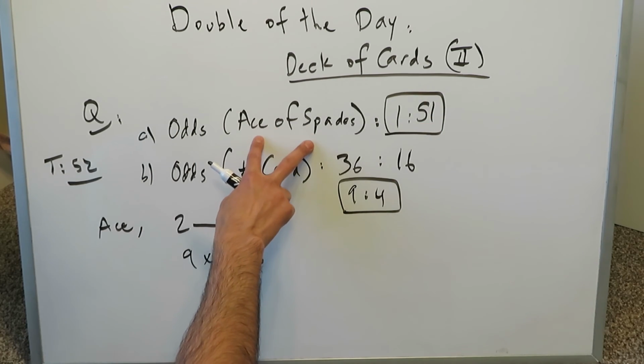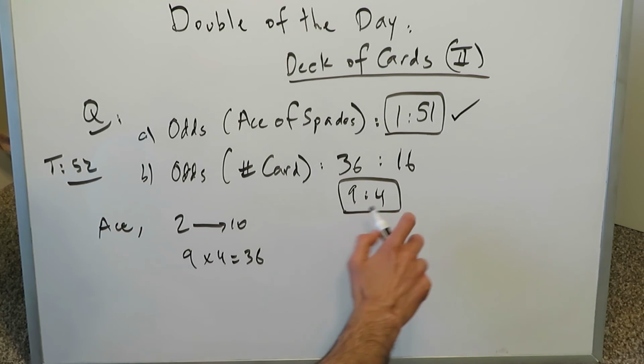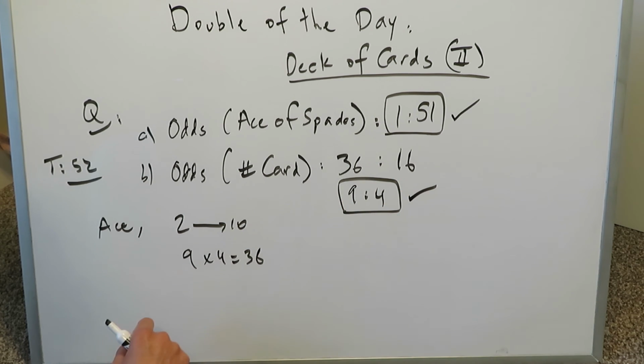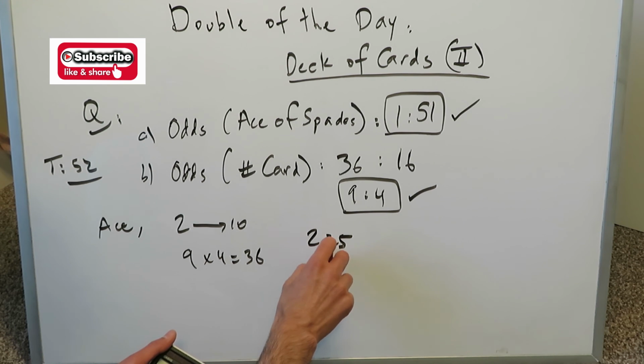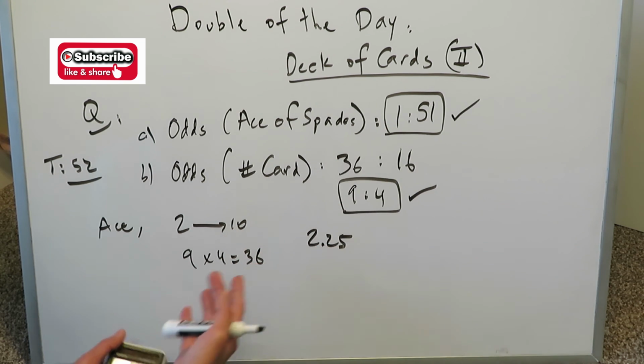The odds that you will obtain an ace of spades are very low, but the odds that you will obtain a number card are very high. You have more than double the odds of obtaining a number card versus any other card. Hence 9 divided by 4, you can even calculate that. 9 divided by 4 is 2.25. You have 2.25 times the odds of selecting a number card versus another type of card. And that's how you look at odds.